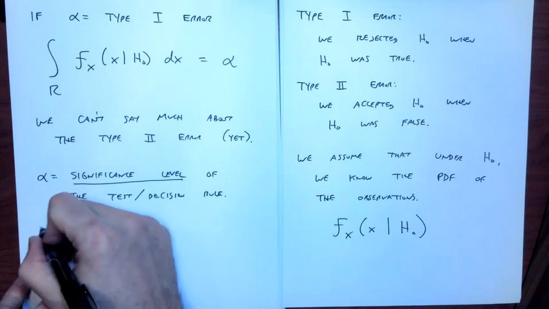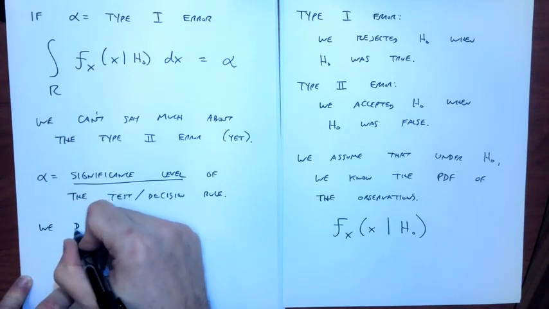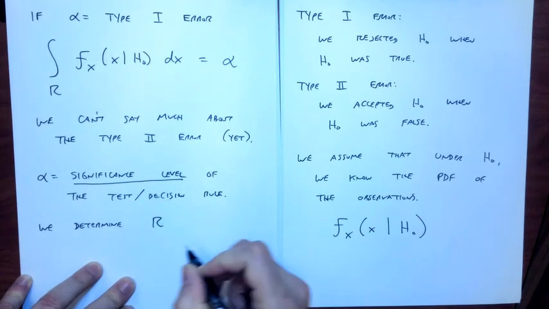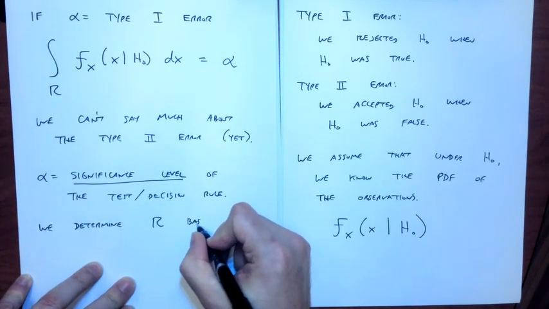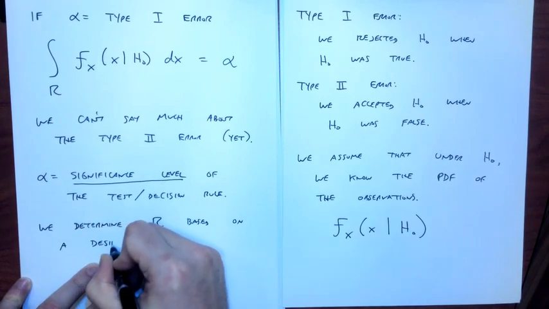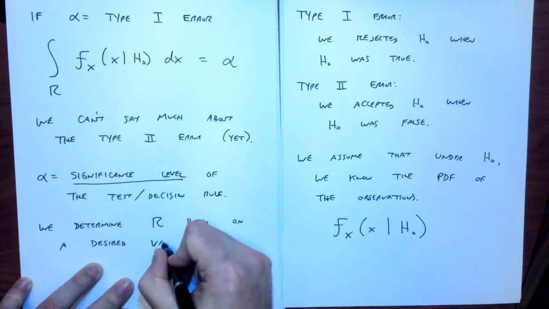And we will determine R, the region, based on a desired value of alpha.